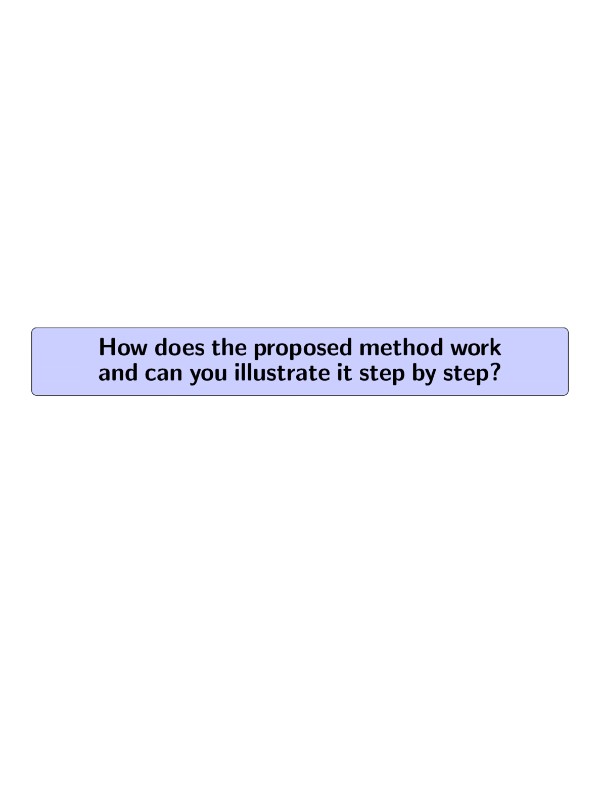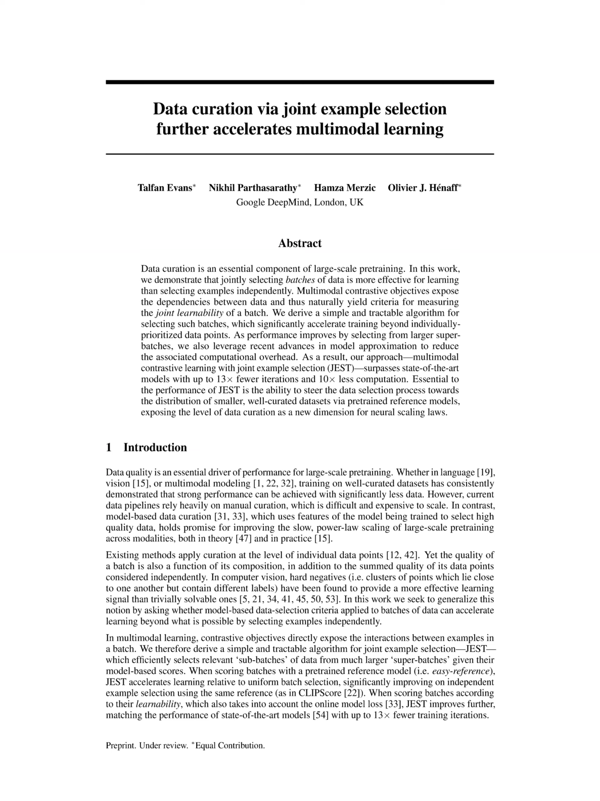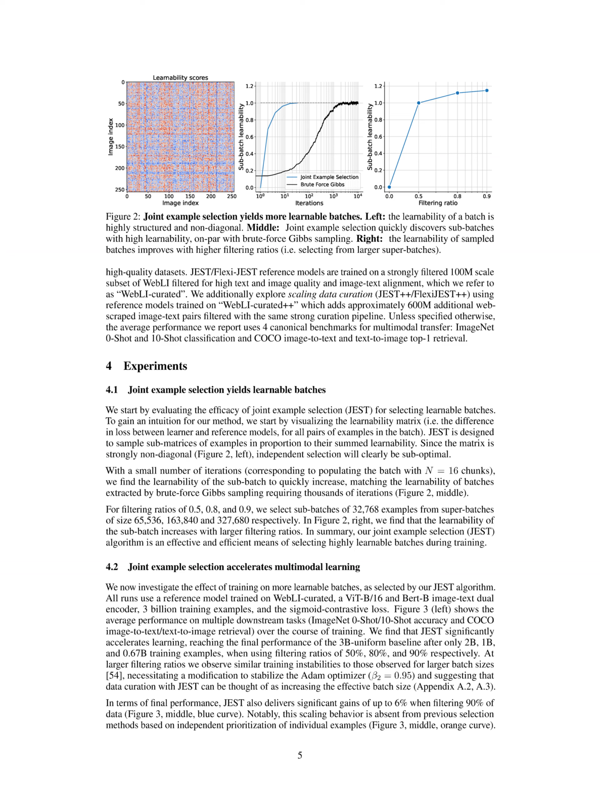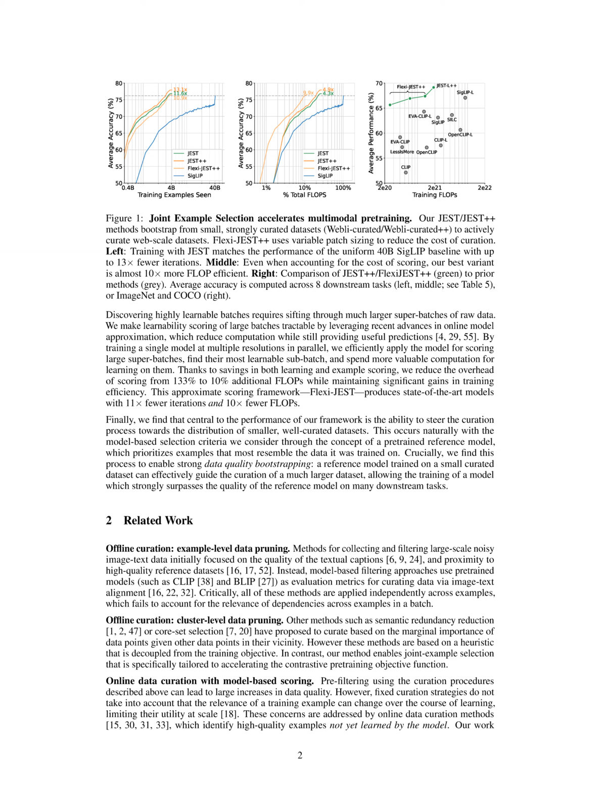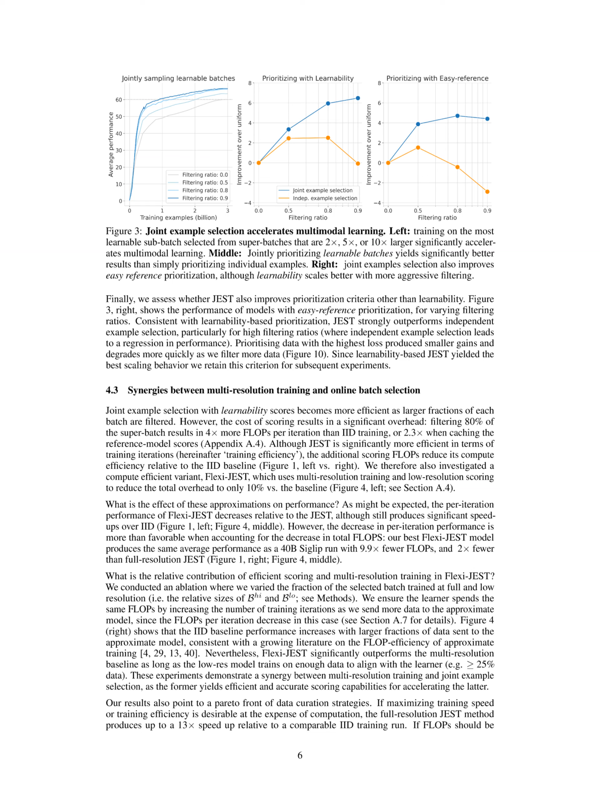How does the proposed method work, and can you illustrate it step by step? The proposed method, Joint Example Selection, JEST, works by selecting highly learnable batches of data to accelerate large-scale multimodal learning. Here's a step-by-step illustration of how JEST works based on the provided text. 1. Model-based batch selection criteria. JEST uses model-based scoring functions to score entire sub-batches of data based on the losses from the learner model and/or pre-trained reference models. 2. Prioritization heuristics.